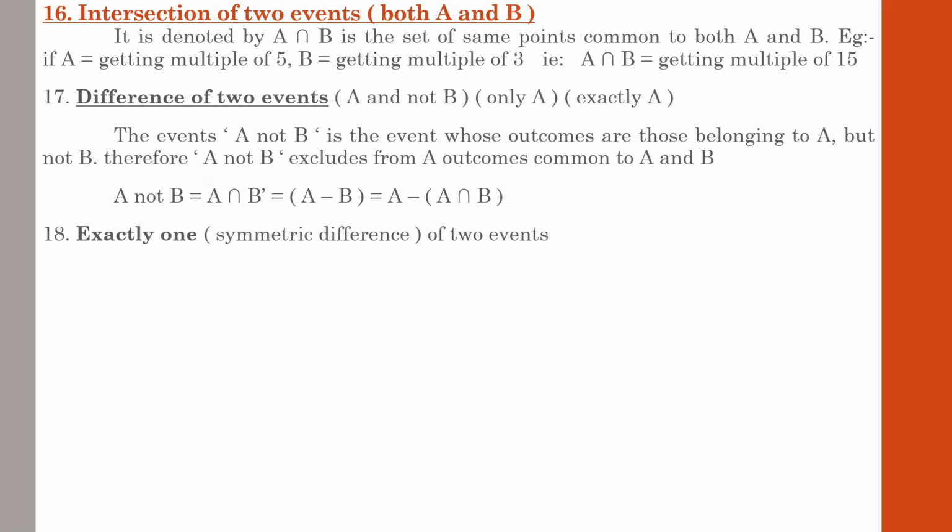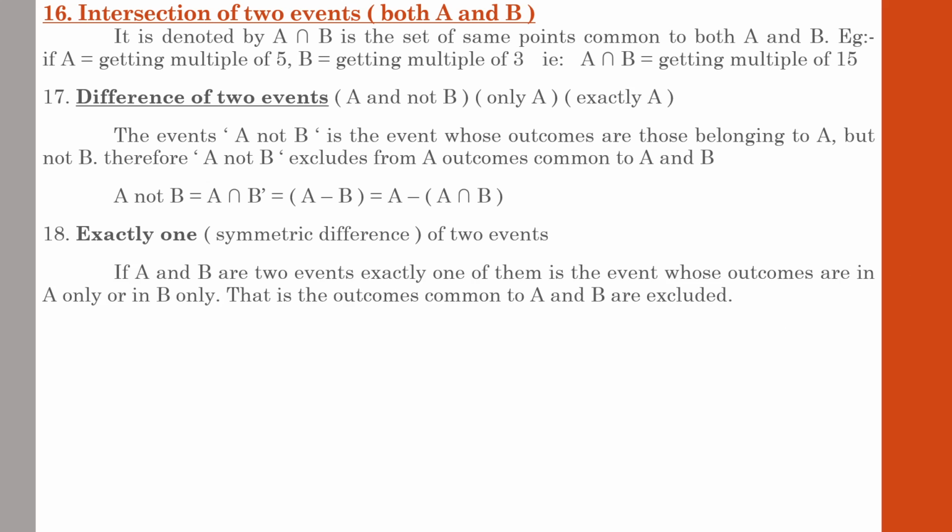Next one, exactly one, otherwise known as the symmetric difference of two events. So what is the meaning of exactly one? You may think that we already learned the concept of exactly A. Then what is the difference between exactly A and exactly one? The simple example, with the explanation, will give us the picture. If A and B are two events, exactly one of them is the event whose outcomes are in A only, or it may be in B only. That is, the outcomes common to A and B are excluded.